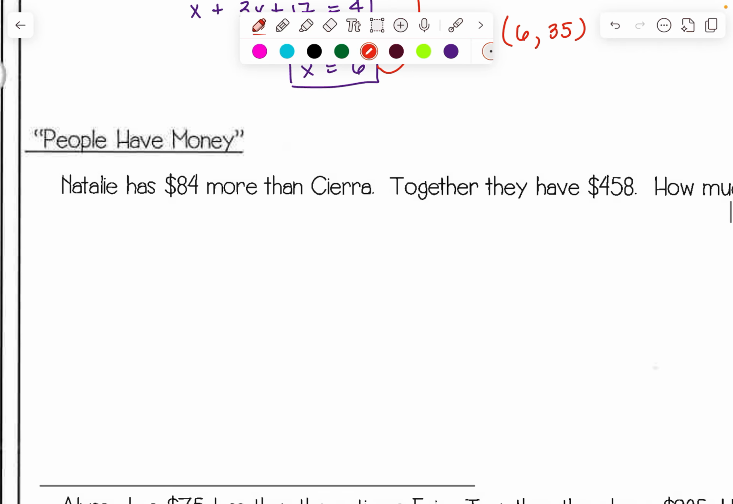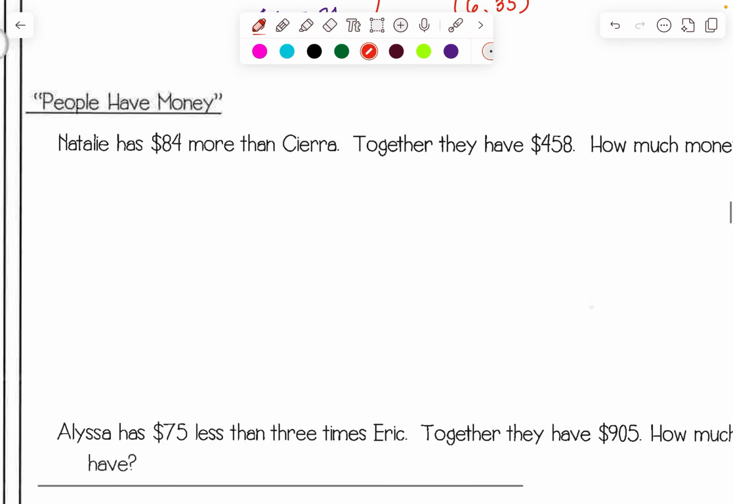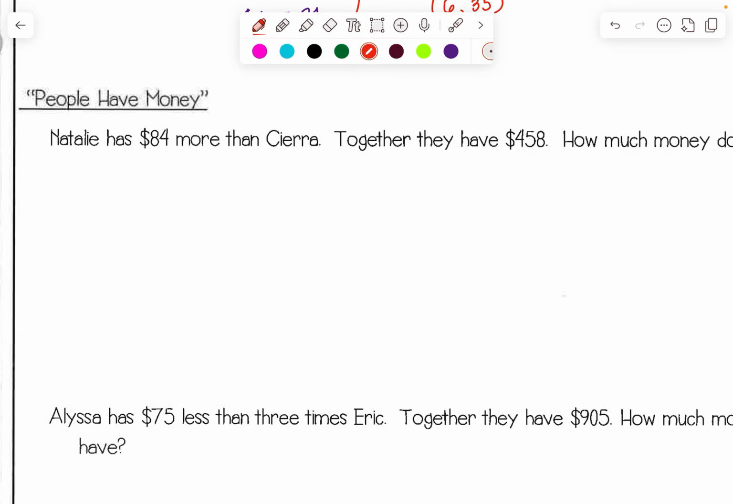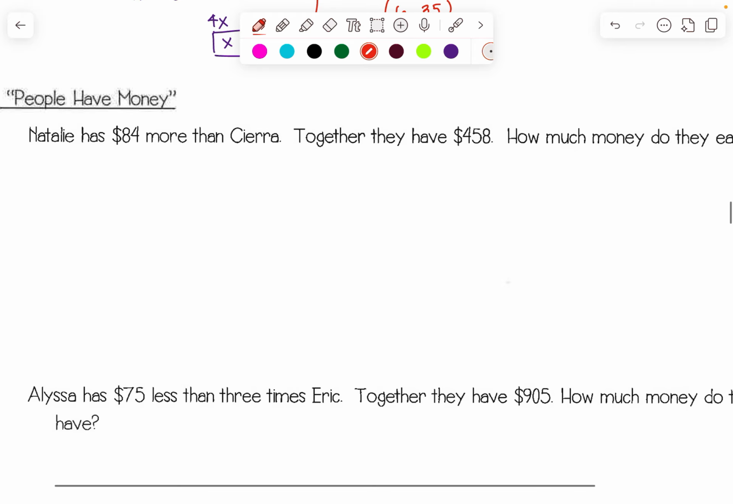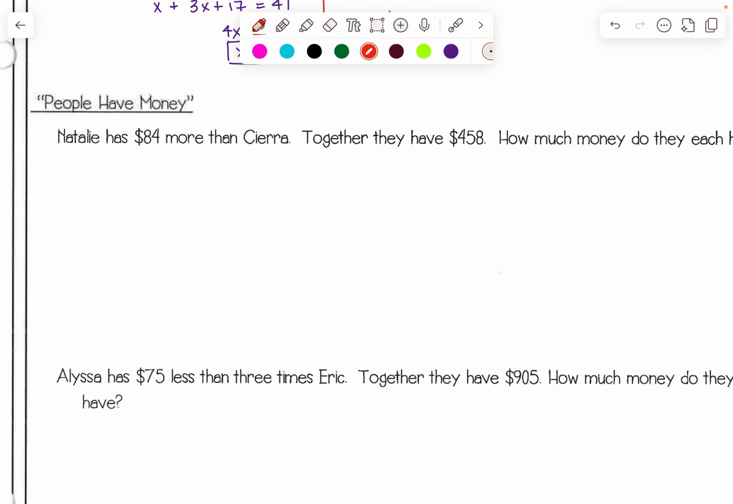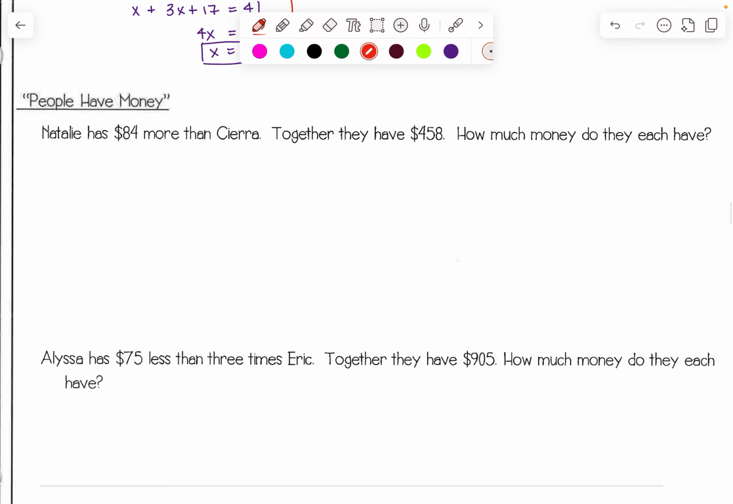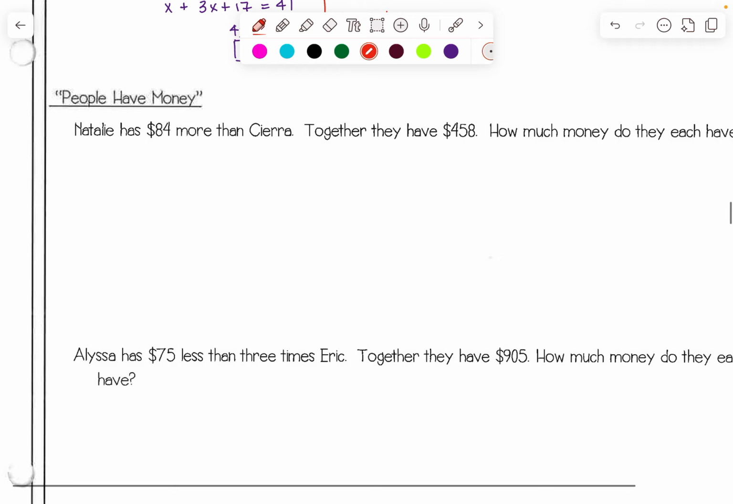Next section, people have money. So now we're going to focus on money questions. So Natalie has $84 more than Sierra. And together they have $458. How much money do they each have? Well, we don't know what Sierra has. We don't know what Natalie has, except that she has 84 more than Sierra. And we know that together they have $458.